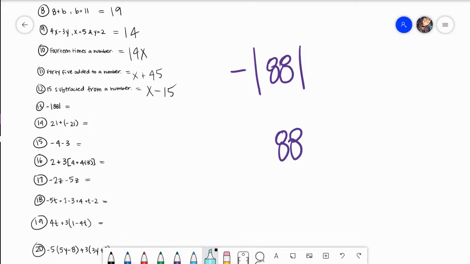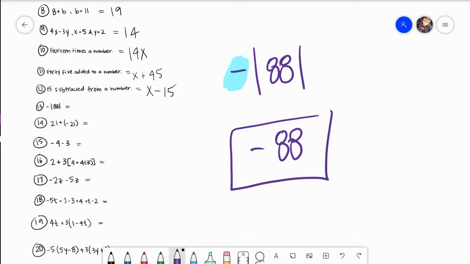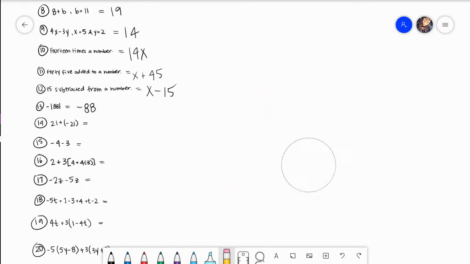Now, this is where I see, oh, there is a negative sign on the outside. So that means it's going to be attached in the front. If the negative was inside of the bars, remember, that's when you drop that negative sign. But this negative is on the outside of the bars. So the absolute value of 88 is 88. Oh, look, we had a negative sign on the outside. Okay. I don't know yet if I like circling it, deleting it, or using the eraser.